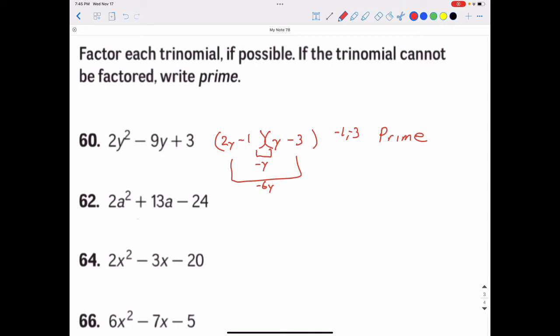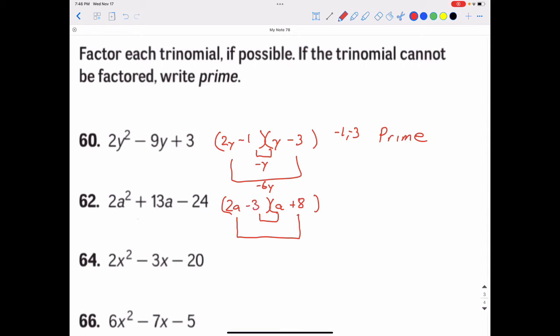62 is 2a squared plus 13a minus 24. I cannot do a distributive property factoring on that one. So I can split up 2a squared as 2a and a. And now I'm looking for factors of negative 24 that will help add up to positive 13. So factors of negative 24 that are going to work are going to be positive 8 over here, so that it's multiplied times 2a, and negative 3 over here, so that it is multiplied times just the a.